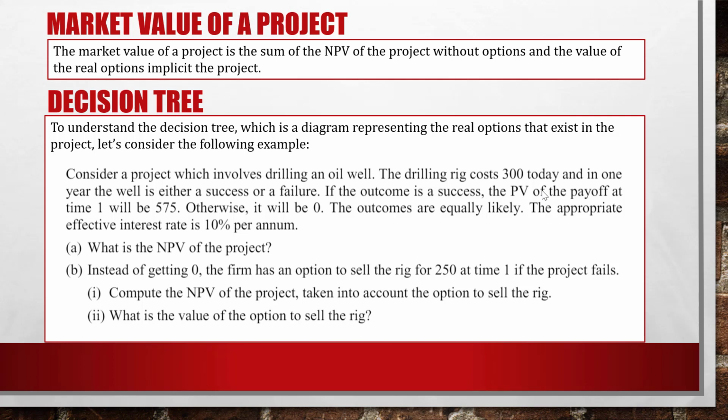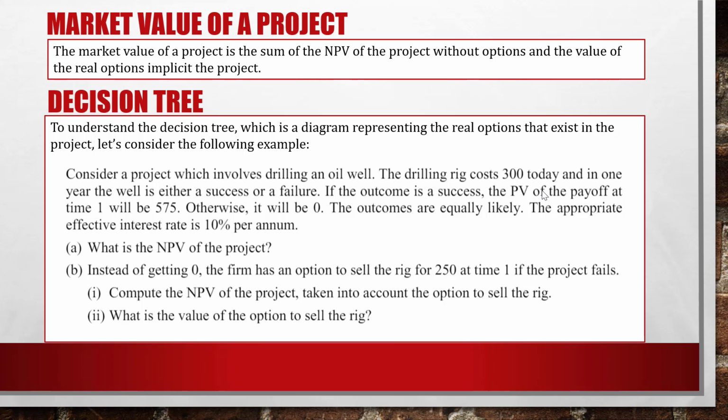The appropriate effective interest rate is 10% per annum. A. What is the net present value of the project? B. Instead of getting 0, the firm has an option to sell the rig for 250 at time 1 if the project fails. 1. Compute the NPV of the project taking into account the option of selling the rig. 2. What is the value of the option to sell the rig?